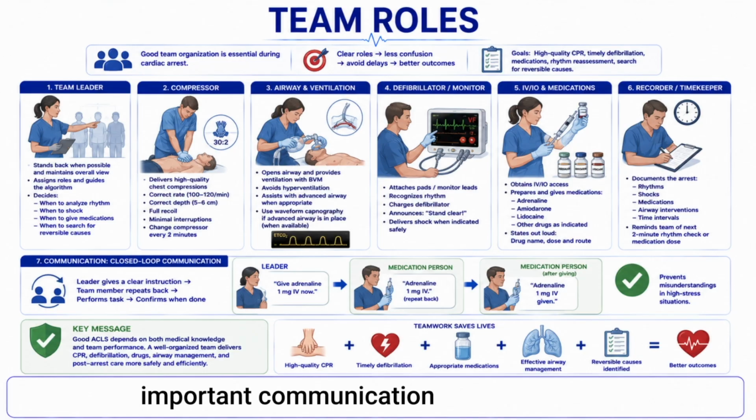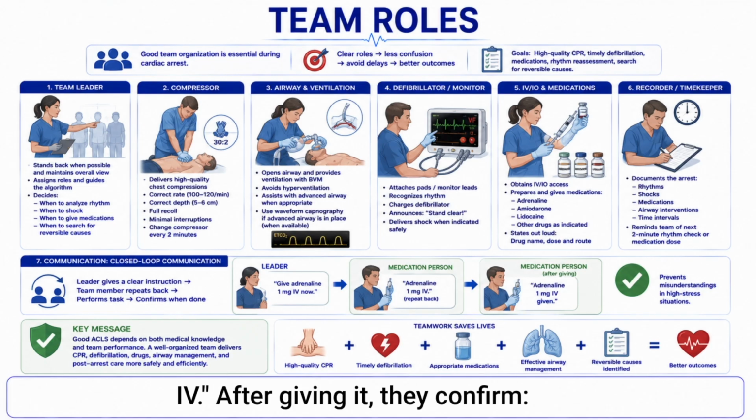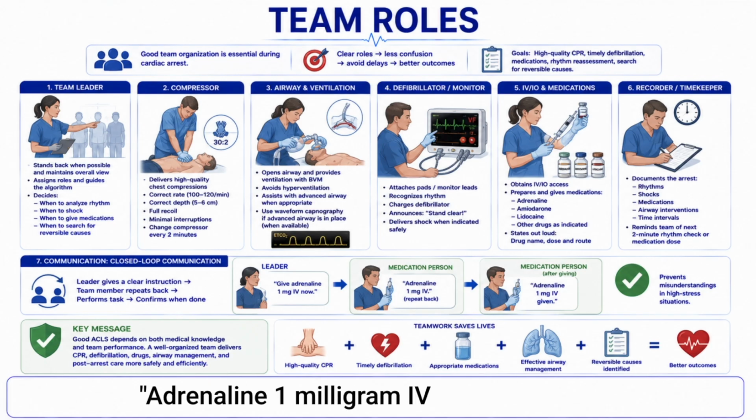The most important communication principle is closed-loop communication. This means the leader gives a clear instruction, the team member repeats it back, performs the task, and then confirms when it is done. For example, the leader says, "Give adrenaline 1 mg IV now." The medication person replies, "Adrenaline 1 mg IV." After giving it, they confirm, "Adrenaline 1 mg IV given." This prevents misunderstandings, especially during a high-stress resuscitation.